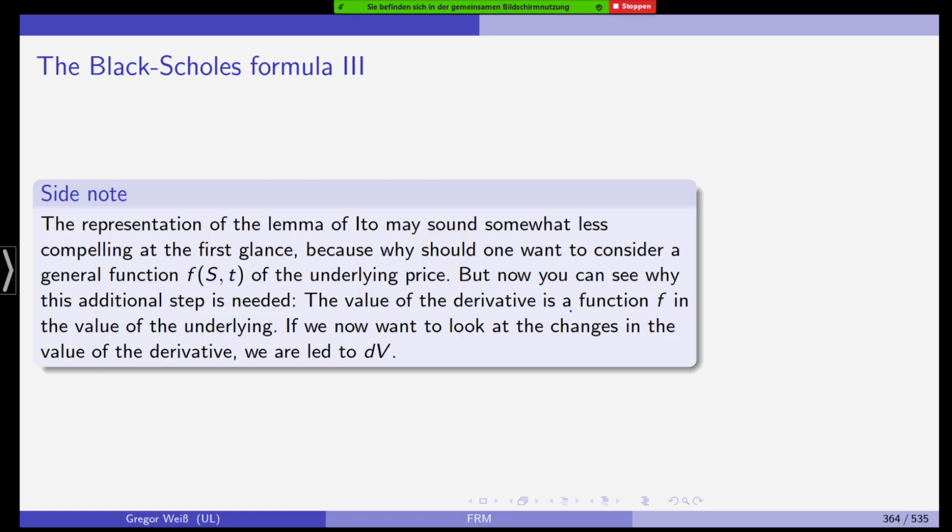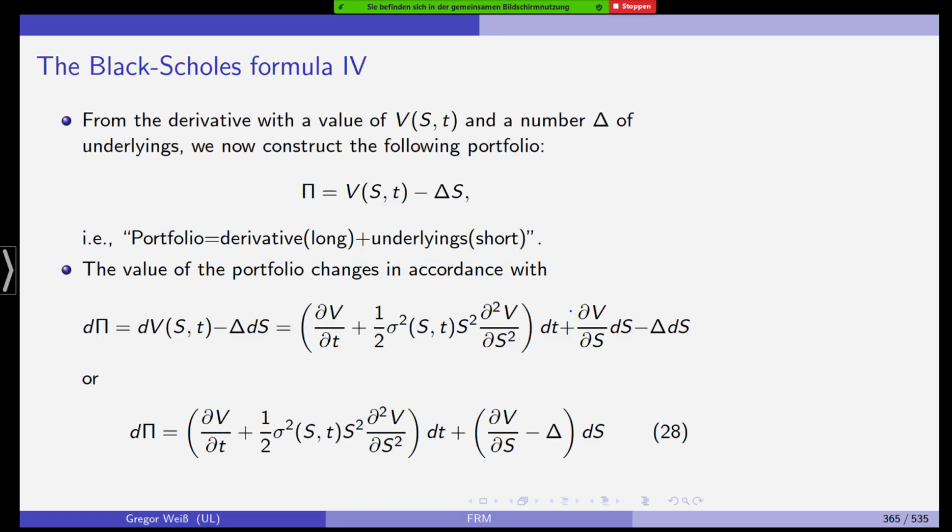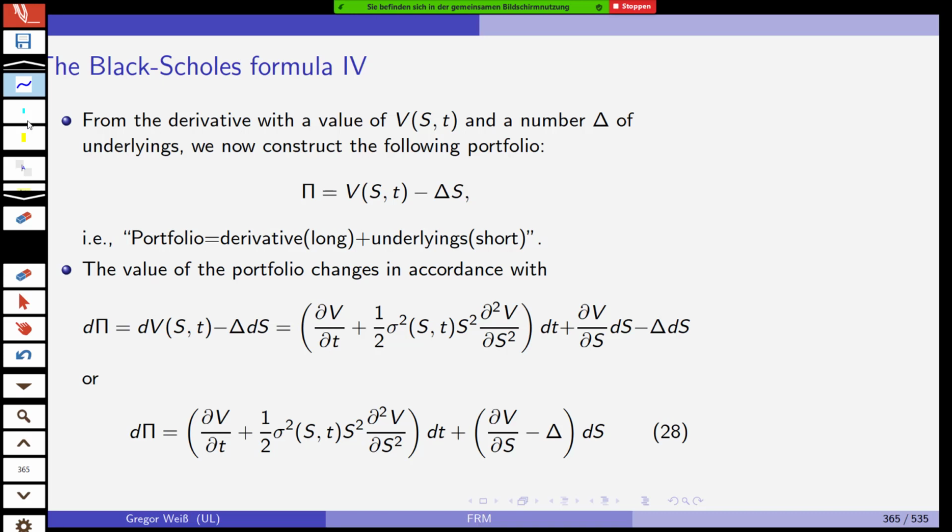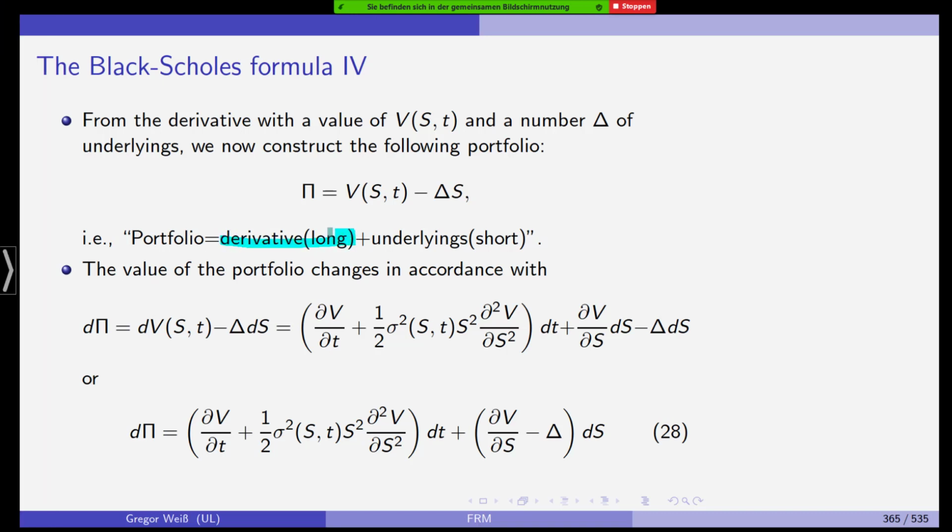So we now want to look at the change in the value of the derivative dv. Now, we form the following portfolio. We buy the derivative, so we go long in the derivative, and we go short in the amount of delta underlying. So could be 5, could be 10, could be 20. We leave this as a parameter. So buy one derivative and go short in delta underlyings. The value of this portfolio is simply given by pi, and the change in the portfolio value is given by d pi, which is the change in the value of the derivative minus delta times the change in the underlying price, ds. Now we know dv from Ito's lemma is given by this.